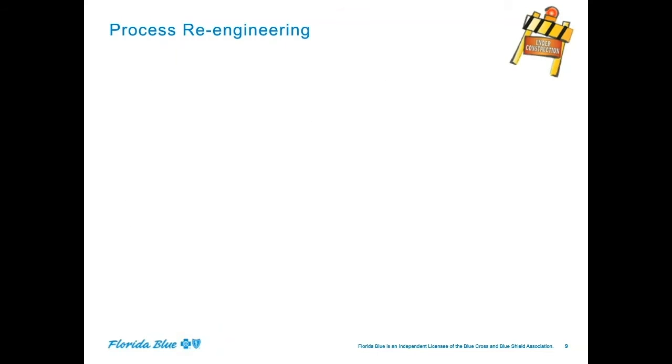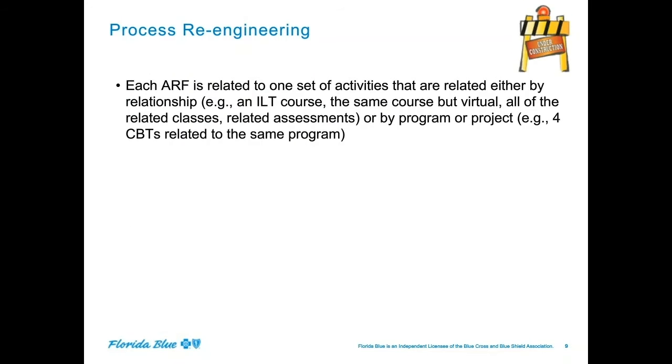So each ARF, the request form, is related to one set of activities, and those are either related by relationship, in other words, an ILT course, the same course but virtual, all the related classes, related assessments, or by program or project. If you've got 4 CVTs around one program, then we can use those on the same ARF. Routinely, though, it's usually a one-to-one relationship. One ARF deals with one kind of course activity.